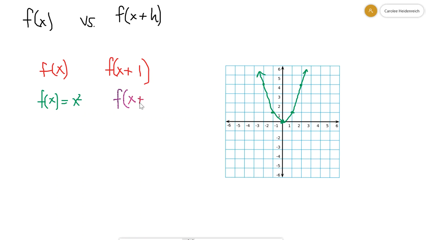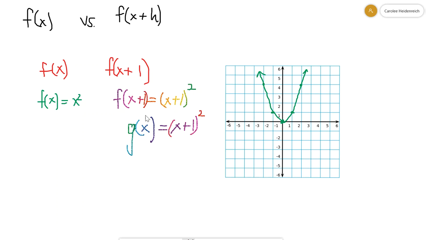f of x plus 1. We would have x plus 1, and then we would square it. For the sake of the discussion, I am not going to actually multiply x plus 1 times x plus 1 and then graph that parabola, though often we would do that. I'm going to simply call this function g of x, and I'm going to graph this function by plugging in some numbers.